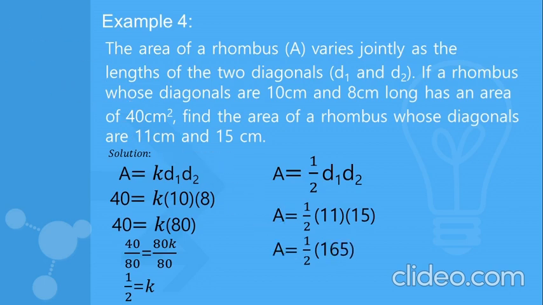A is equal to 1/2 times 165, which is the product of 11 and 15. Therefore, 1/2 of 165 is 82.5. So the area of the rhombus whose diagonals are 11 centimeters and 15 centimeters is 82.5 centimeters squared.